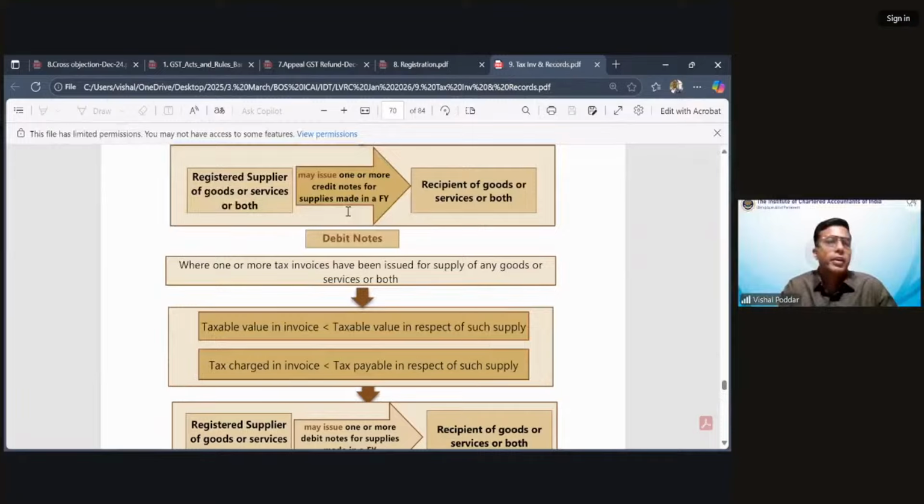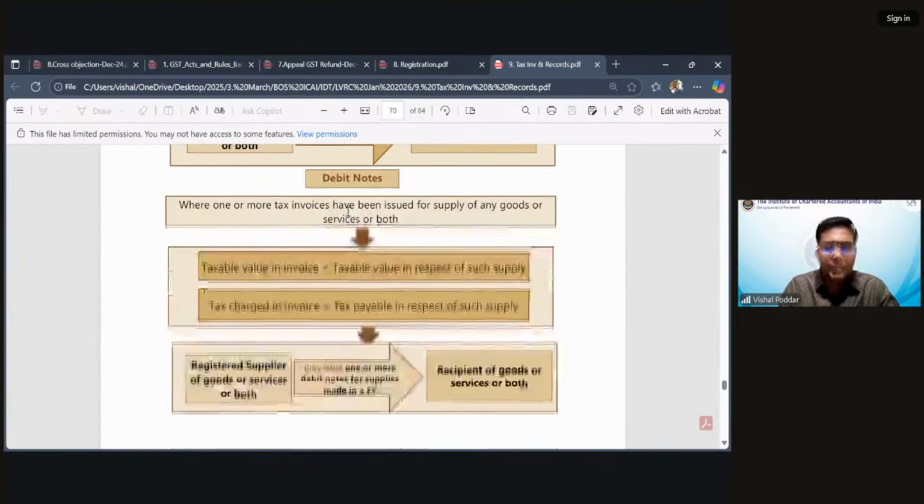It will also reflect in the 2A, 2B of the recipient. So the recipient also has to reduce the ITC.